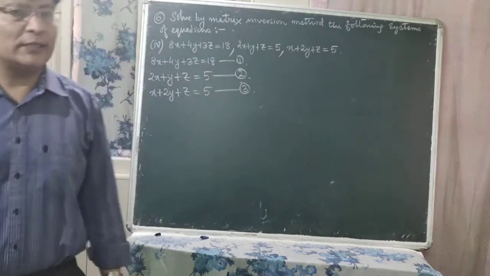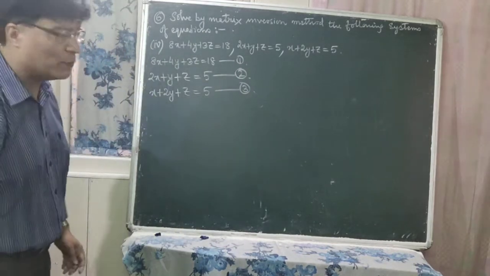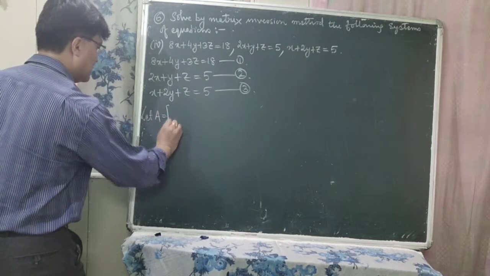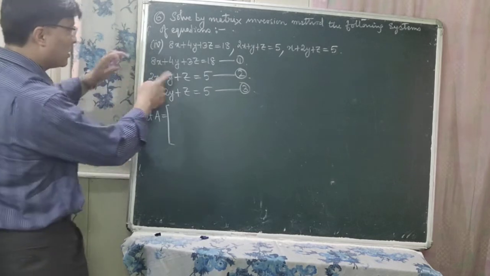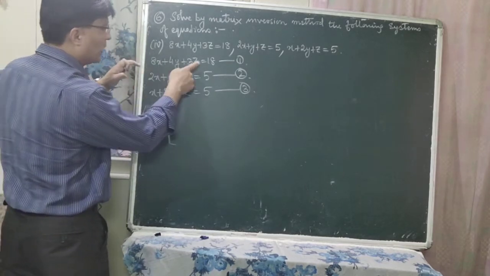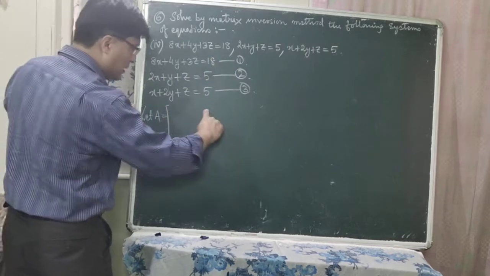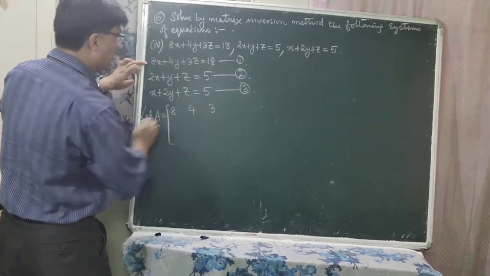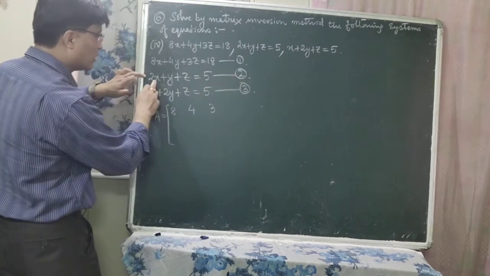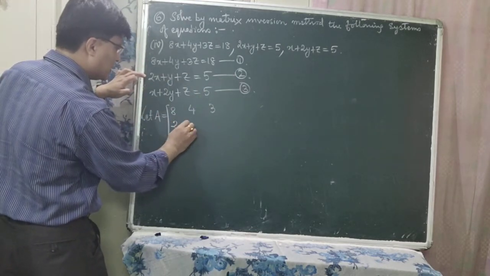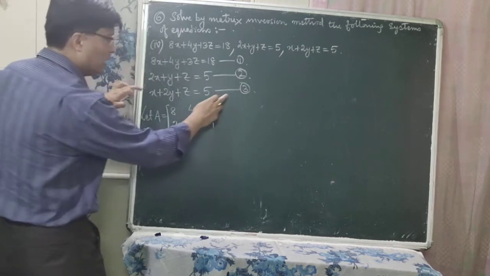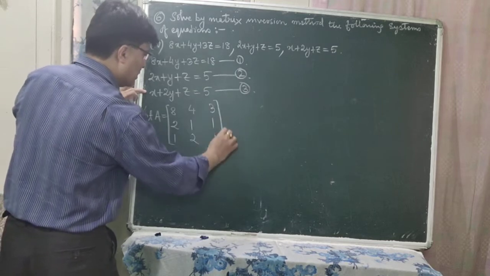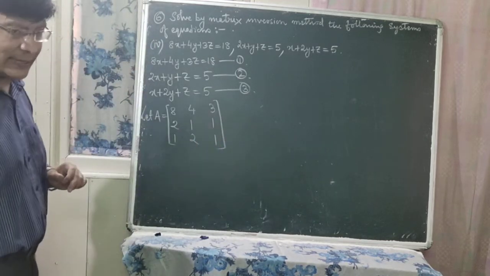So now what will you do in the next step? Let us write down the coefficient matrix. Let capital A be the coefficient matrix. You have to write down the coefficients of x, y and z from the first equation in the first row. That is 8, 4, 3. Next, equation 2: the coefficients of x, y and z go in the second row, 2, 1, 1. In equation 3, the coefficients are 1, 2, 1. This is the matrix A.